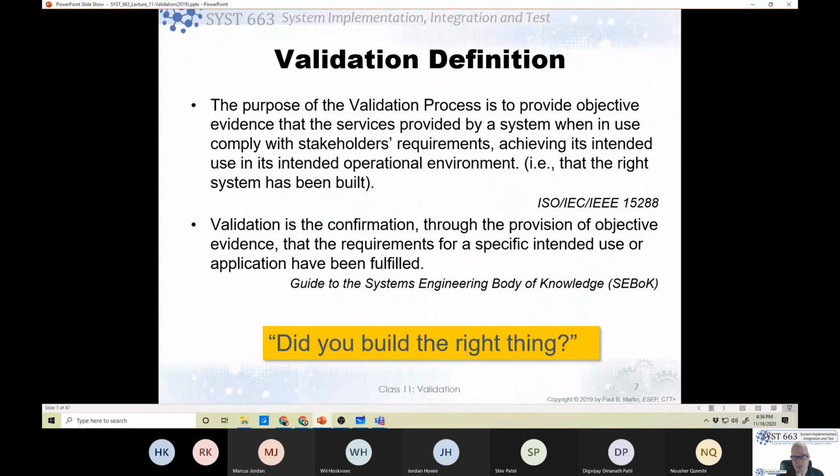If you look at 15288, it has definitions for all these processes. Validation is no different. Basically, it's trying to get you to find objective evidence that you can use to ensure the system complies with whatever requirements the stakeholders came up with, usually in relationship to the operational environment. Was the right system built for the mission you're going to do? The Guide to the Systems Engineering Body of Knowledge, or SEBoK, says the same thing: it's the confirmation, through provision of objective evidence, that the requirements for a specific intended use or application have been fulfilled. Did you build the right thing?